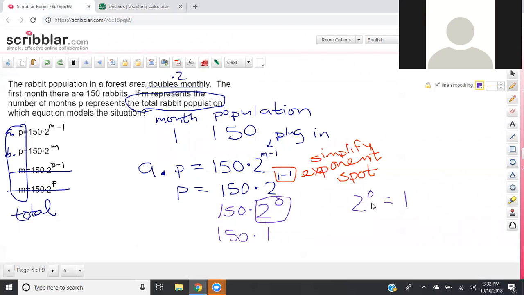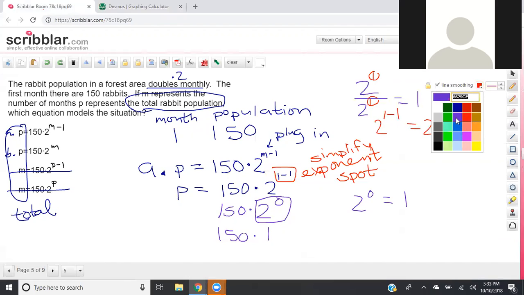The reason 2 to the 0 is 1 is if you have 2 divided by 2, what is 2 divided by 2? 1. Well, the rule of exponents is if they both have exponents and you're dividing, you subtract the exponents. 1 minus 1 gives you the 2 to the 0, but it's got to equal the same thing. If 2 divided by 2 equals 1, 2 to the 0 also has to equal 1. Okay, I get it now.